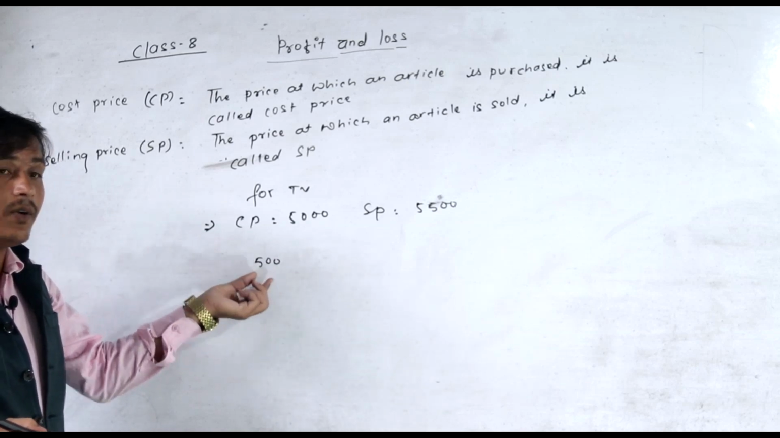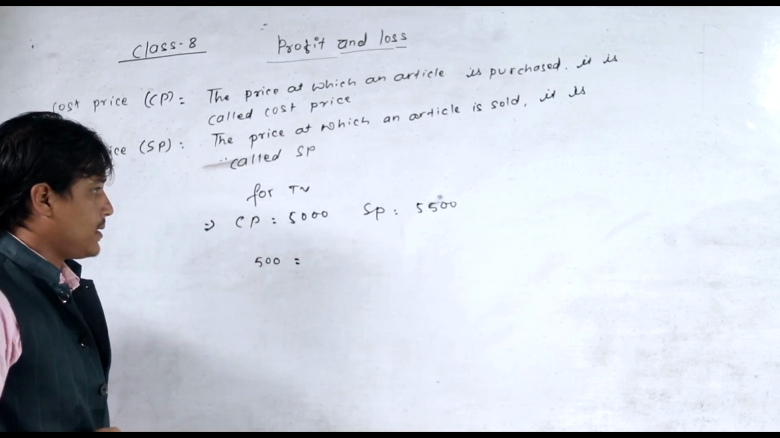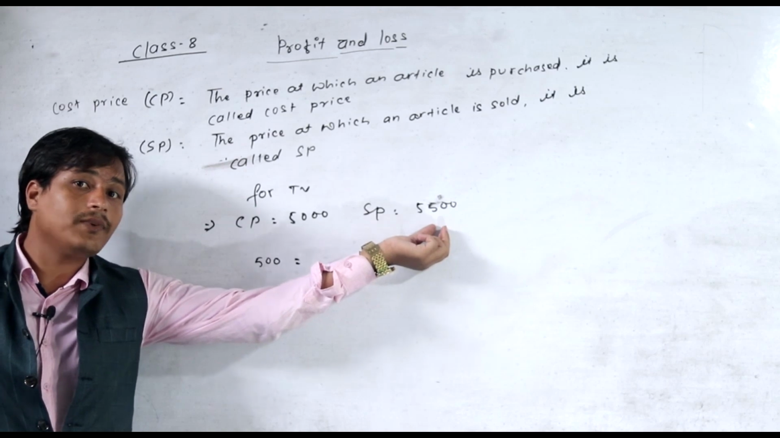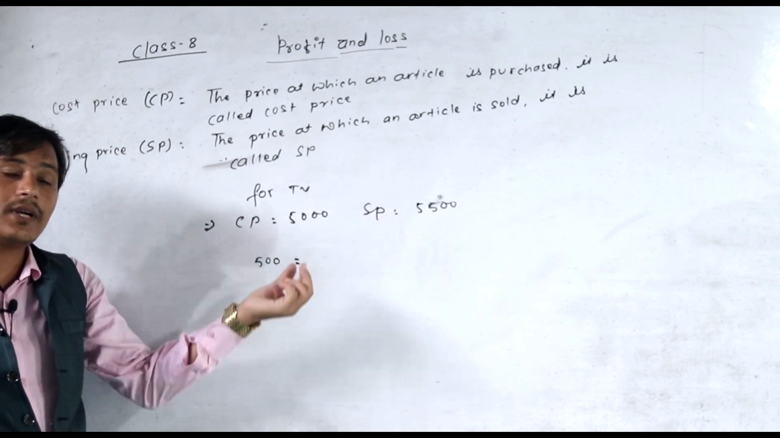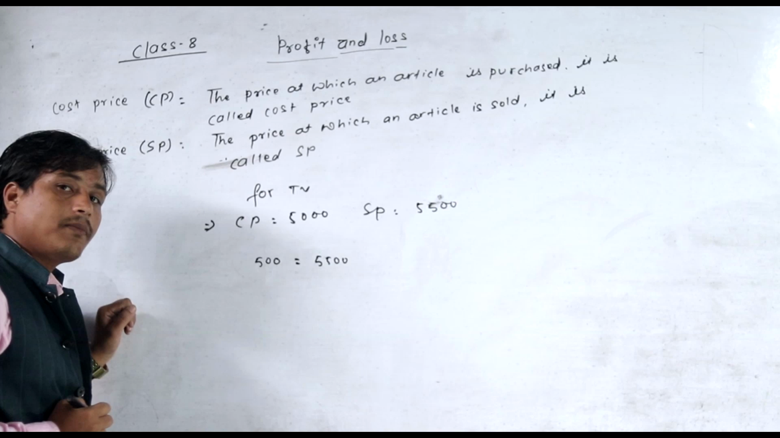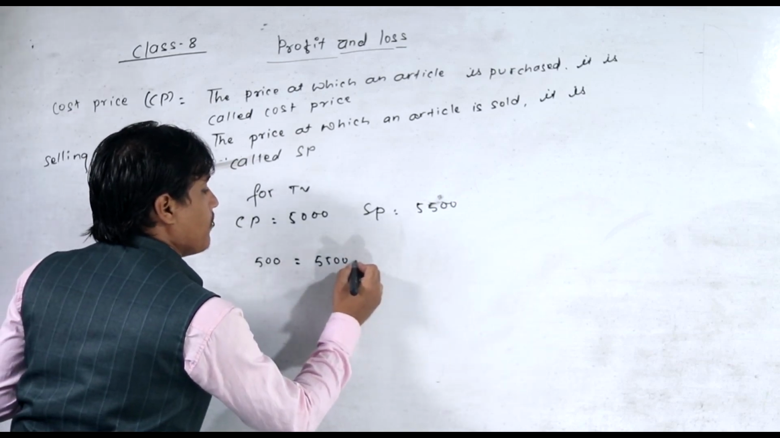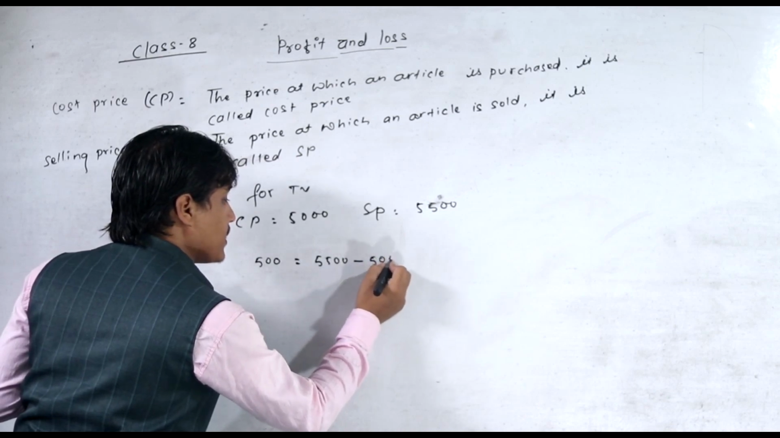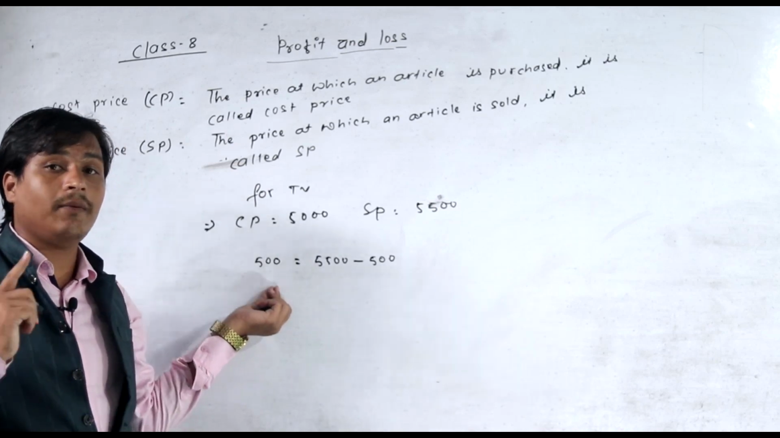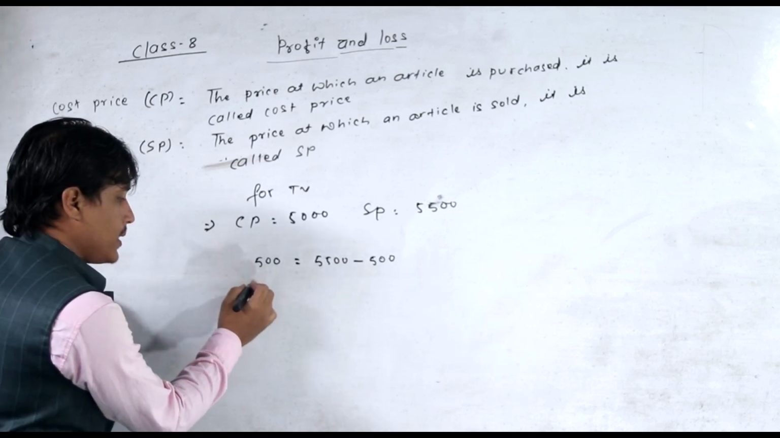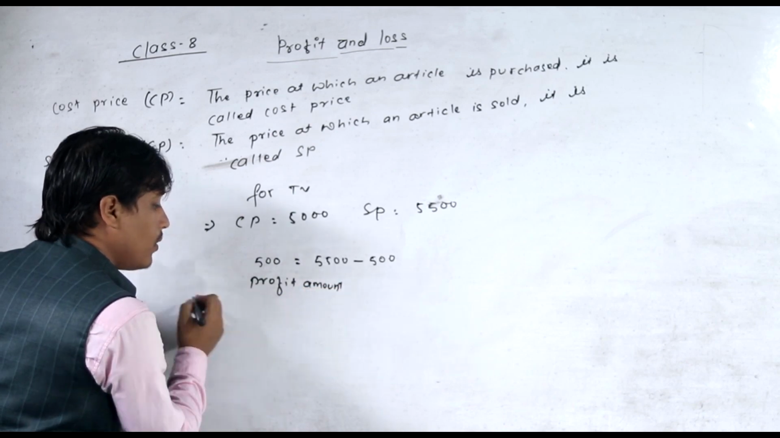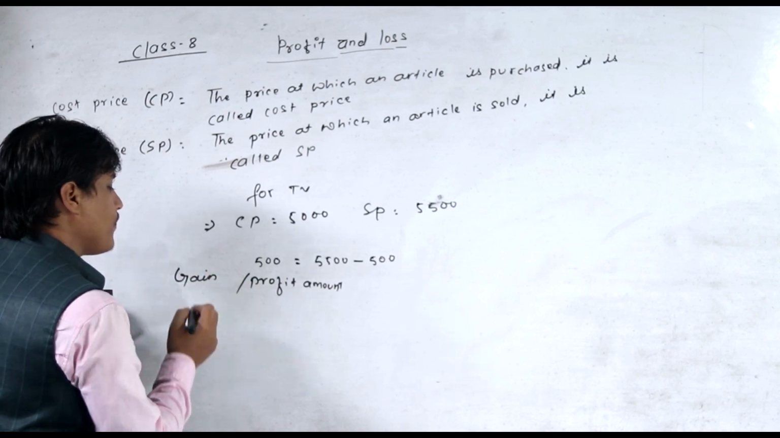How do you calculate that you got 500? Simply the difference of 5,500 and 5,000. I got 500 by subtracting 5,000 from 5,500. So 500 is the extra amount that you got after selling the TV. So 500 is the profit amount, or simply the gain amount also.